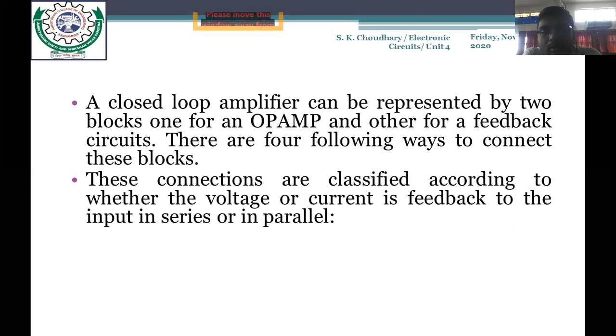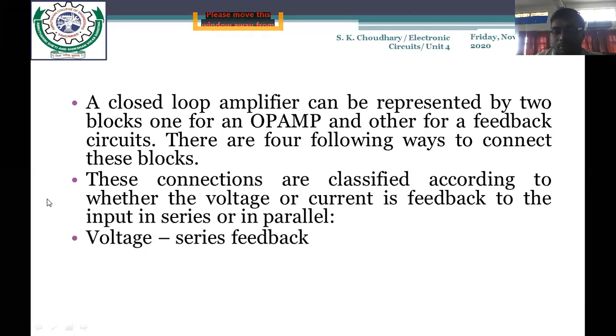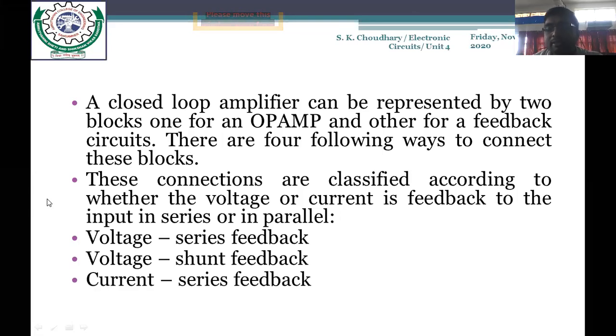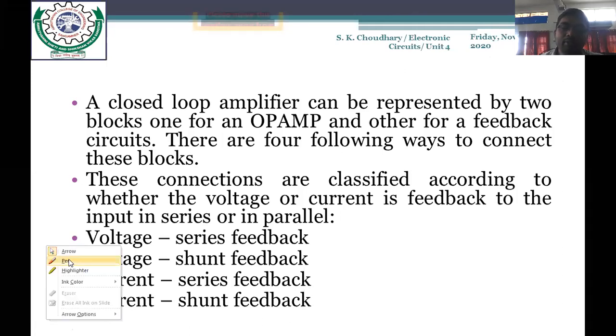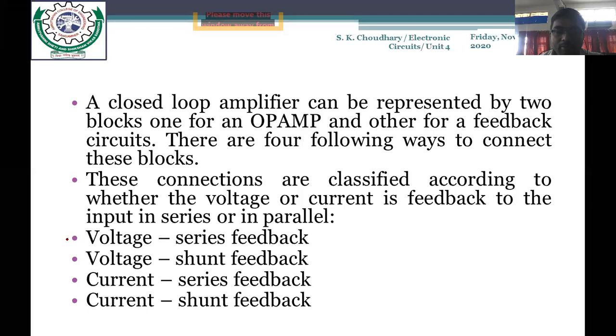The connections are classified according to whether voltage or current is fed back to the input, in series or in parallel. So current and voltage are the sampled signal, and series and parallel is the type of mixing. The first is voltage series feedback, second is voltage shunt feedback, third is current series feedback, and fourth is current shunt feedback. But as per syllabus, we will only discuss voltage series feedback and voltage shunt feedback using op-amp.